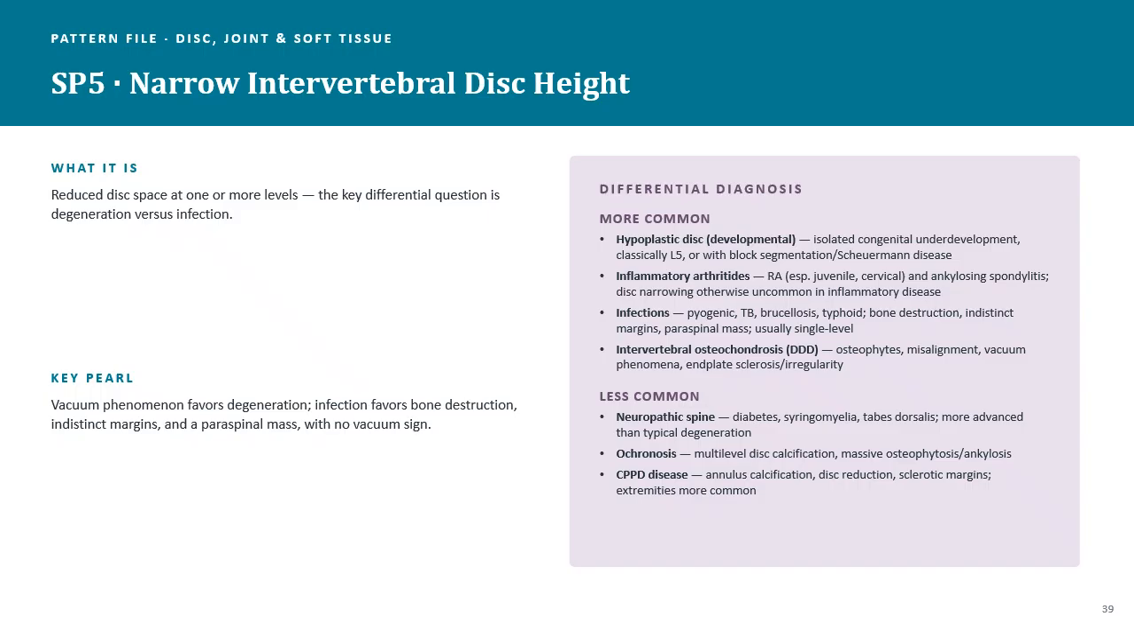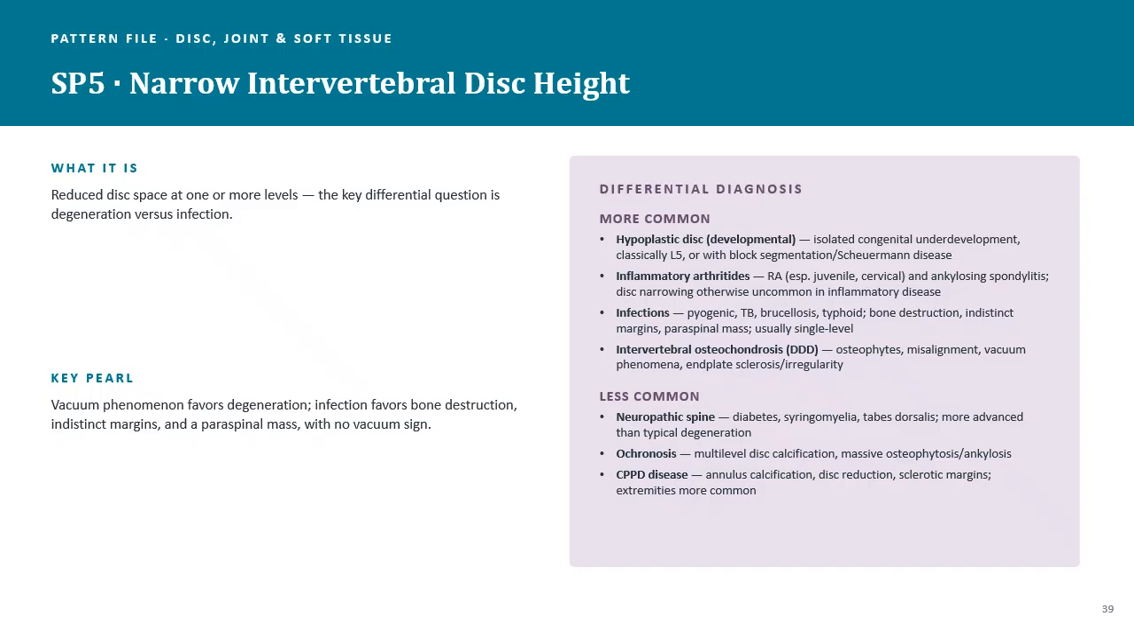An infection that attacks that disc and also the bones on either side of it is going to look a little bit different. So instead of having those nice, smooth vertebral end plates, meaning the top and bottom of the disc, we're going to see poorly defined margins. We might see bone destruction as well. There may also be some swelling, or the patient might have some sort of paraspinal mass next to the spine. Infection itself typically does not produce that vacuum phenomenon that we see with degeneration.